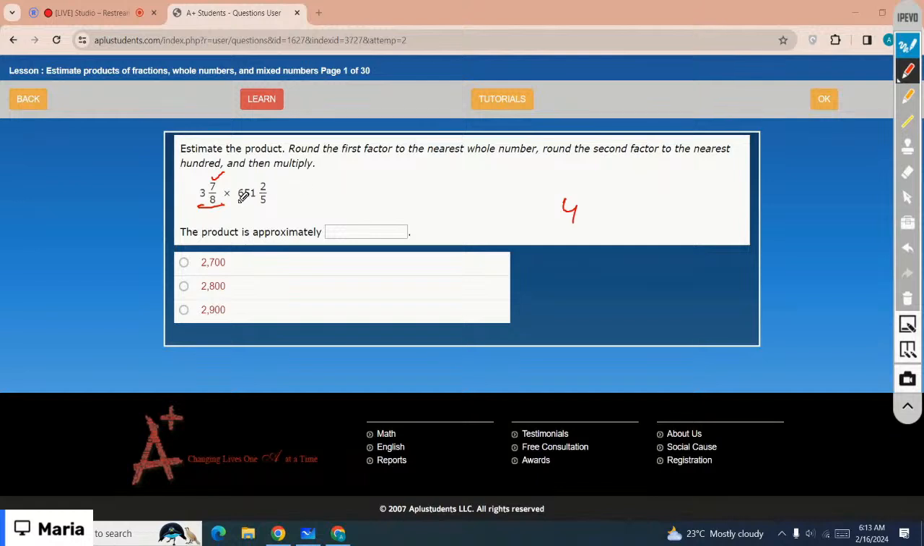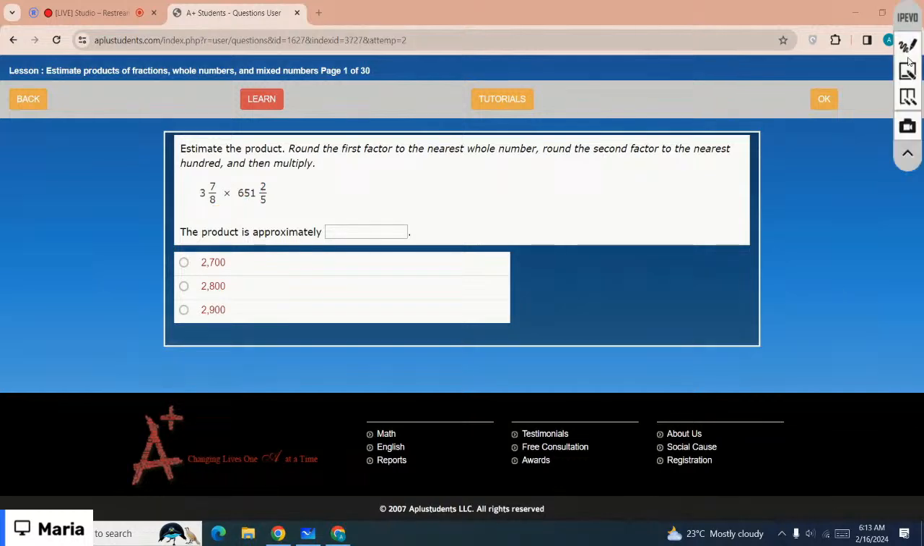Okay, then you have 651 whole 2 over 5. You have to estimate this number to the nearest number that would be easy to multiply. So 651 is greater than 650. You can round off this number to 700, right? And then you have to multiply 7 times 4 is 28. So the correct option is 2800. You have to round off the numbers to the nearest 10 or the nearest 100 so that they are easy to multiply. Got it? The correct option is 2800. Option number 2 is the correct option.